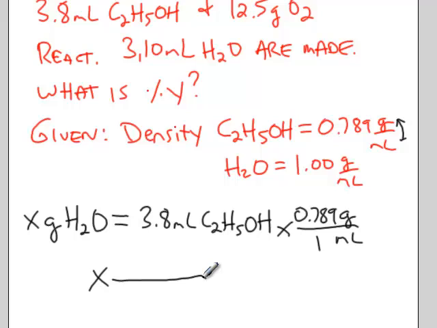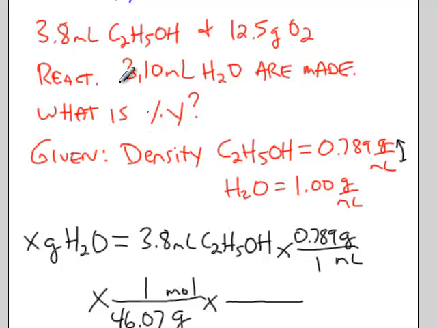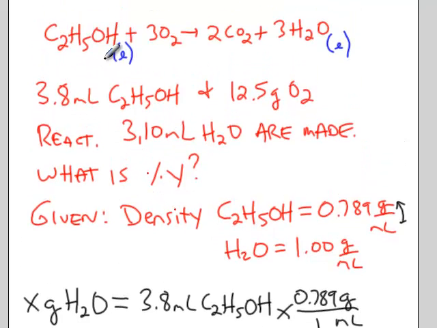So that's one extra conversion step, but then once we have grams of ethanol, we can turn that into moles of ethanol using the molar mass, and the molar mass is 46.07 grams per mole. And now the rest of the problem is pretty similar to what we've seen in the past. Use the mole to mole ratio from the balanced equation. 1 mole of ethanol produces 3 moles of water.